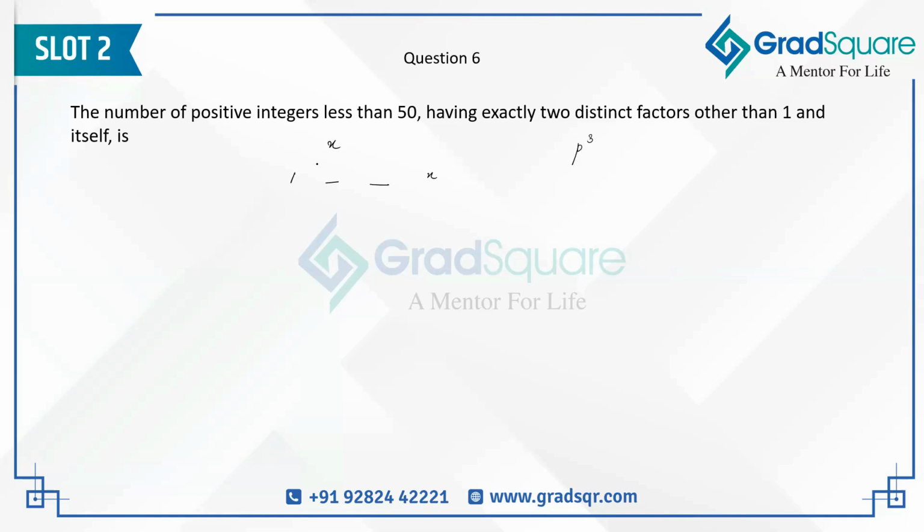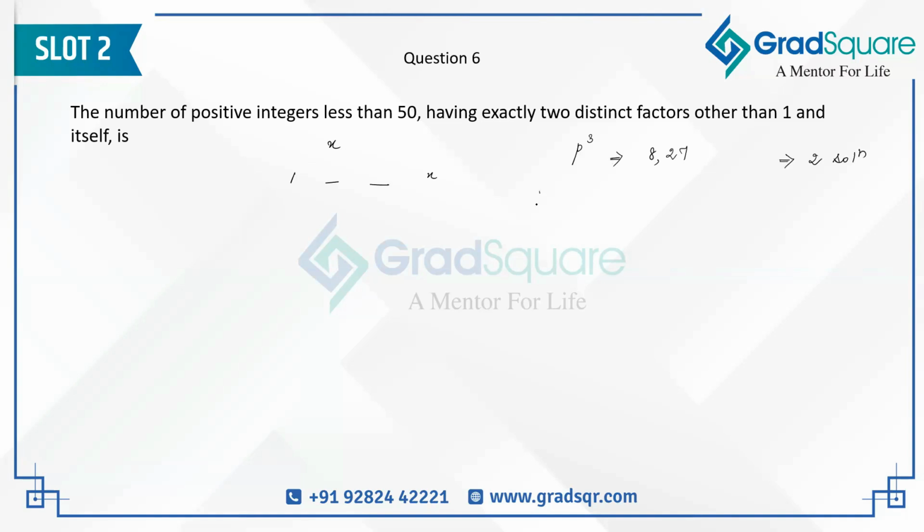1 cube is there, but 1 will not have 4 factors, right? So 2 cube is possible, which is 8. Then you also have 3 cube, 27, that's also possible, okay? And then 4 cube, 64, is not possible. So numbers in this particular format are going to be 2 solutions.